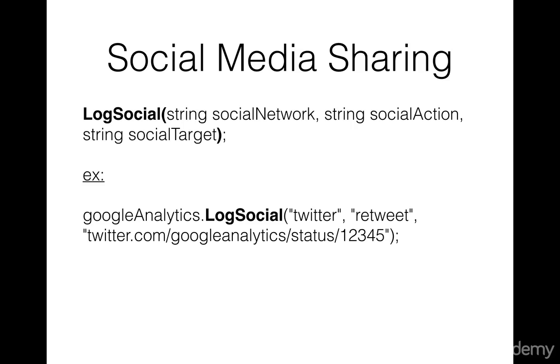Moving on. Next is social media sharing. You can actually send data about what got shared on which network and for which URL. So here you use the log social. You say what type of social network, then the social action that got performed, and the social target, which is the URL usually. And here the example is Google Analytics dot log social, and here the social network is Twitter, and the action will be retweet or just a tweet, and the social target, the URL, is twitter.com/GoogleAnalytics/status blah blah blah. So this is what's going to get sent to Twitter. All right, and you can do the same for Facebook and so on. The reason why you want to use log social is that all your social stuff is kept in the same spot in the reporting, and that's definitely a big plus.